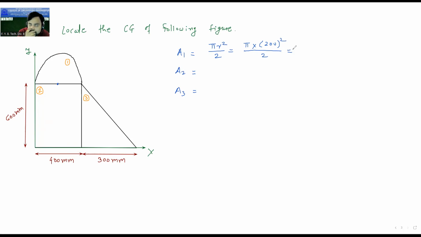So what is the a1 value of a1? 62832 mm square. एवढं मोठं येते का? Yes. Okay, ठीक आहे. Then a2 is the rectangle. It is 600 mm by 400 mm. So 600 by 400. How much it is?